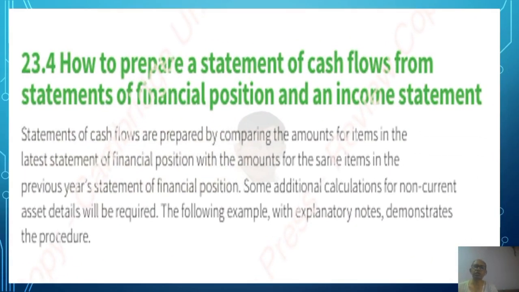How to prepare a statement of cash flow from a statement of financial position and an income statement. Statements of cash flows are prepared by comparing the amounts for items in the latest statement of financial position with the amounts for the same items in the previous year's statement of financial position. Some additional calculations for non-current asset details will be required. The following example with explanatory notes demonstrates the procedure.